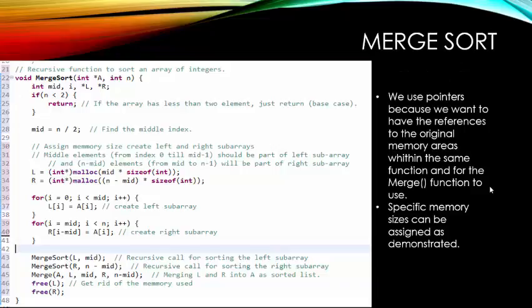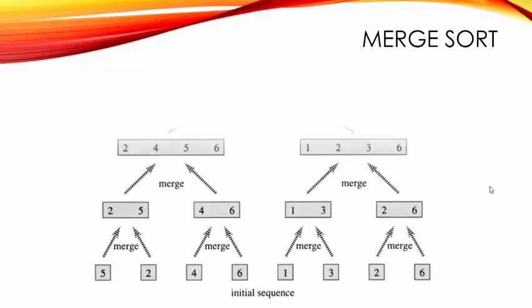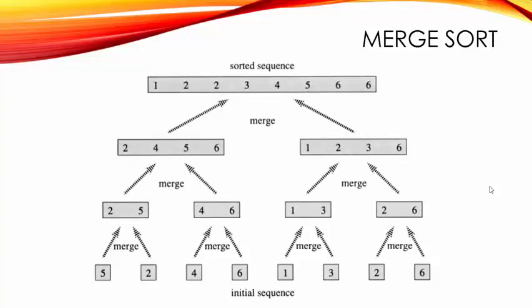Remember, we use pointers because we want to have the reference to the original memory areas within the same function and for the merge function to use. Specific memory sizes can be assigned as demonstrated. Here we have a visual representation of what the algorithm is doing, effective and efficient, thanks to the magic of recursion.